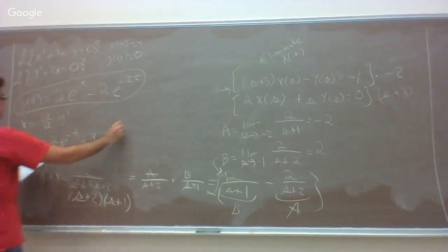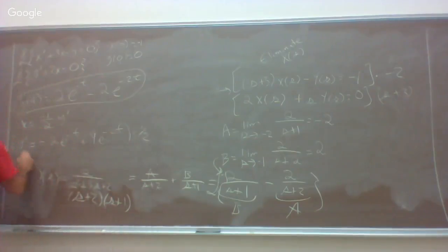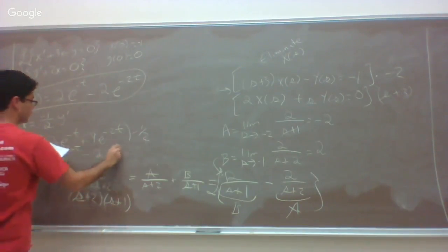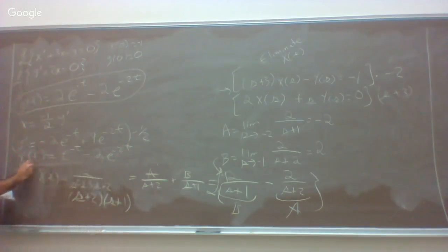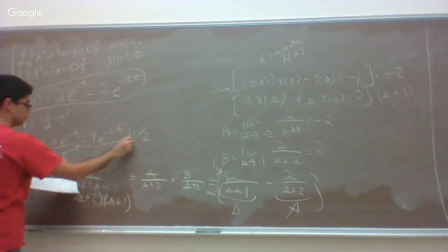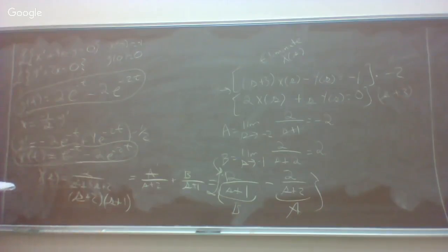I multiply this equation by -1/2. My x of t is equal to e to the -t minus 2 e to the -2t. That goes there.